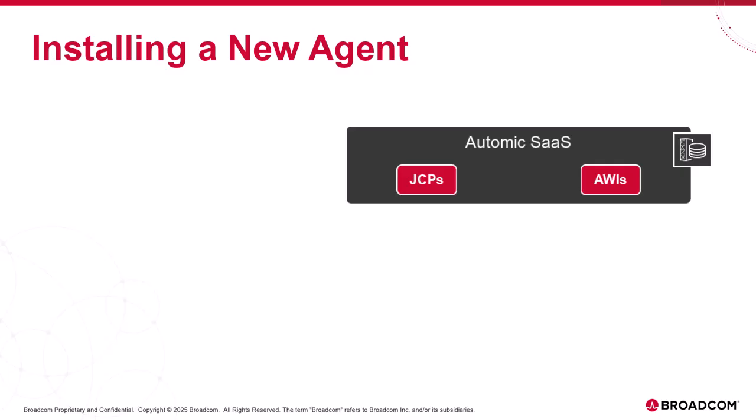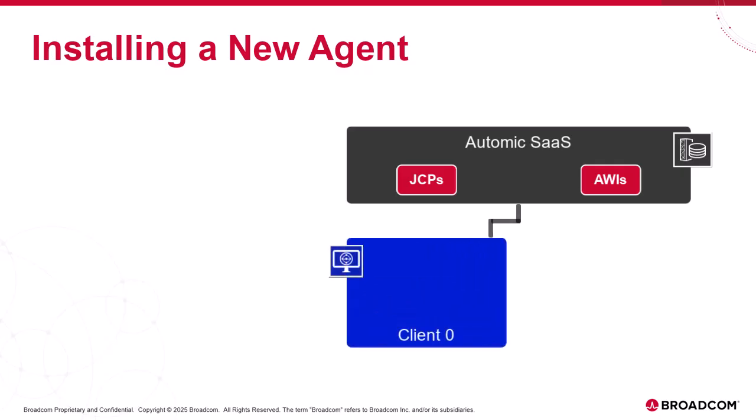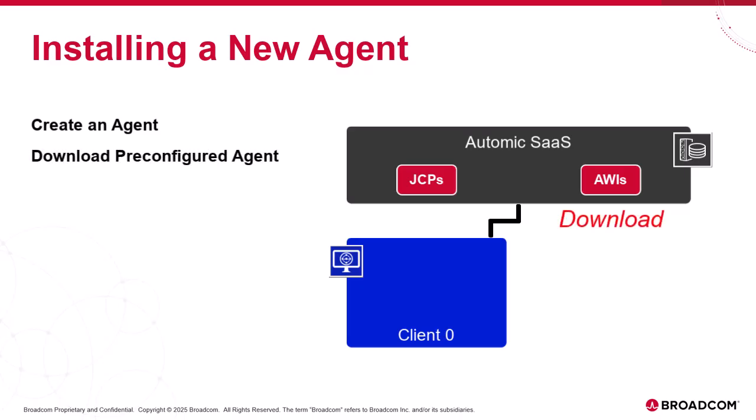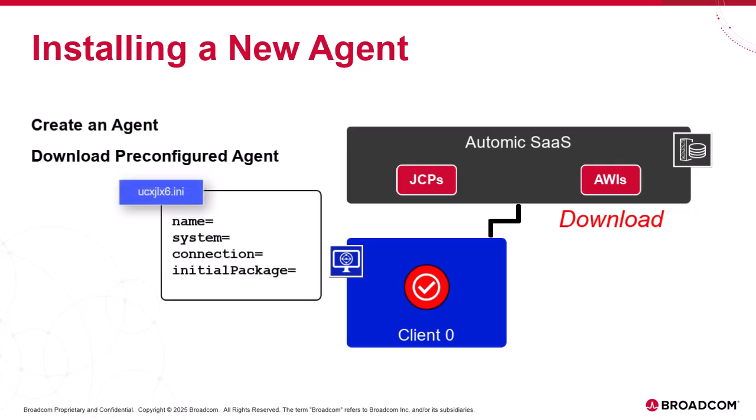We log into Client 0. We add an agent in the admin page of AWI. We select it and use the download feature to obtain the install package. It comes with an INI file configured for SaaS. The agent name matches, the system name is set for the SaaS instance, and the JCP connection is set to the proper URL. The authentication package is in the bin directory and referenced in the INI.